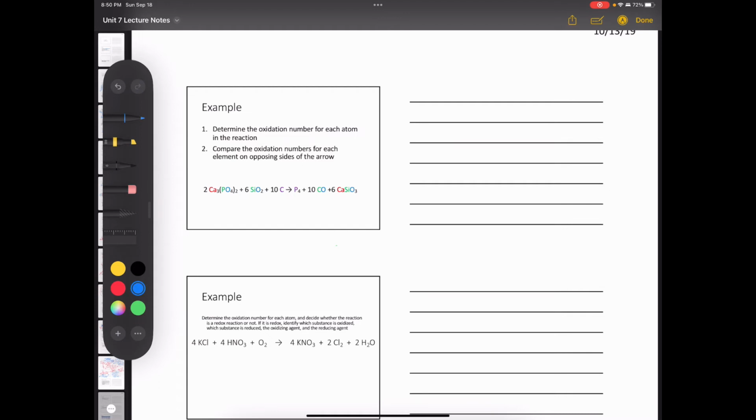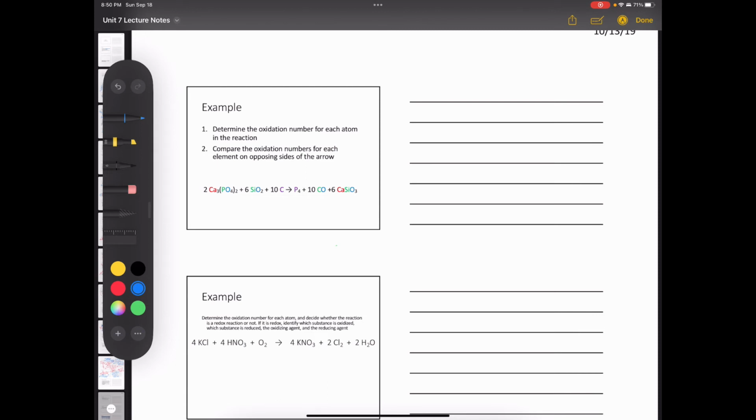So in this case, for the calcium phosphate, the silicon oxide, the carbon, the phosphorus, the carbon monoxide, and the calcium silicon oxide, what we will be doing is assigning oxidation numbers for all these atoms. That means for calcium, for phosphorus, for oxygen, and so on. Following that table that I gave you, first thing, when you're trying to assign oxidation numbers, look for pure substances, because those will always have a zero oxidation number. They're neutral atoms or neutral molecules that carry no oxidation number.